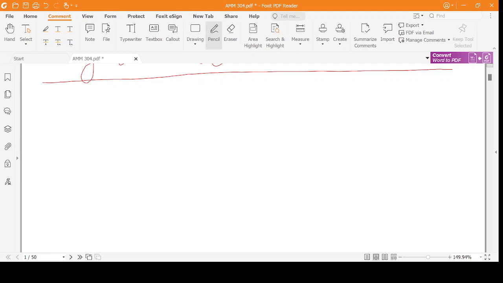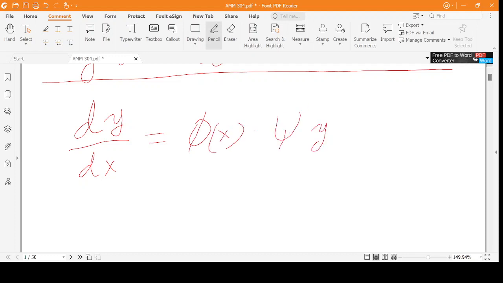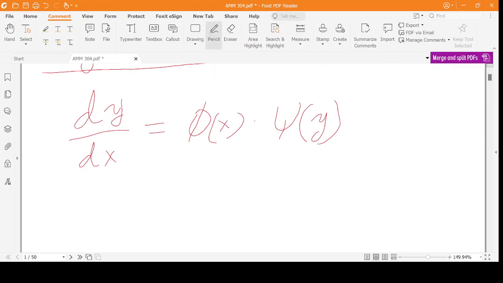This method is applicable to differential equations that can be expressed in the form dy/dx equals phi of x times psi of y, where phi of x is a function of x only and psi of y is a function of y only. To solve this kind of differential equation, we use a method we call separation of variables.